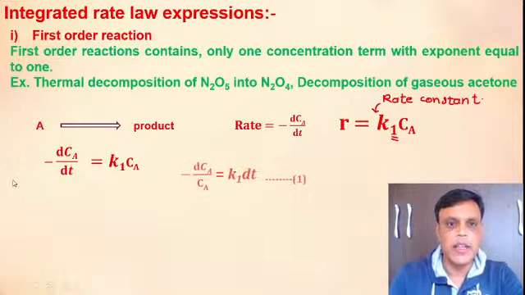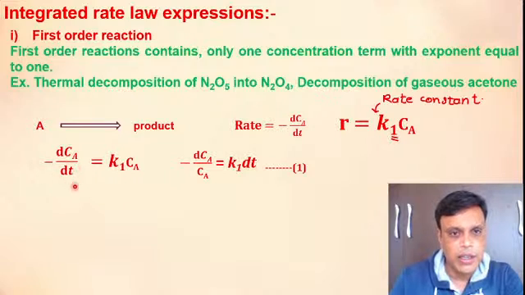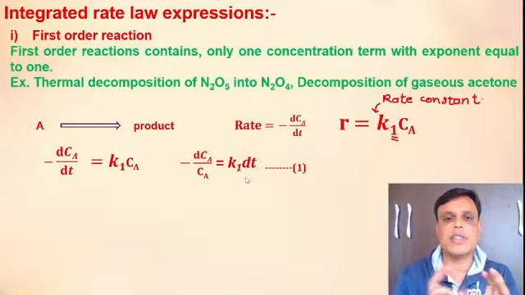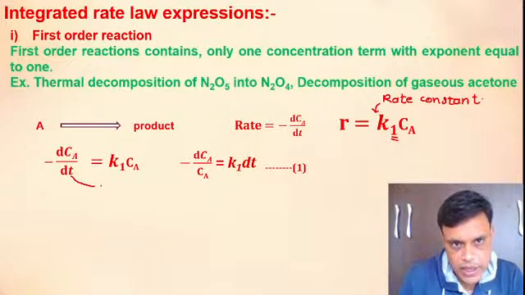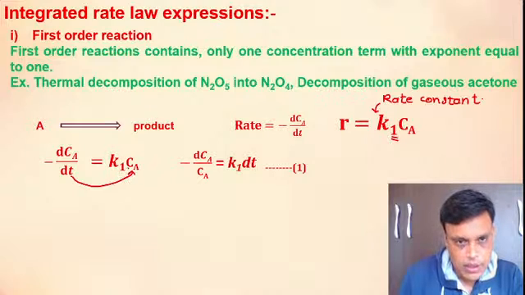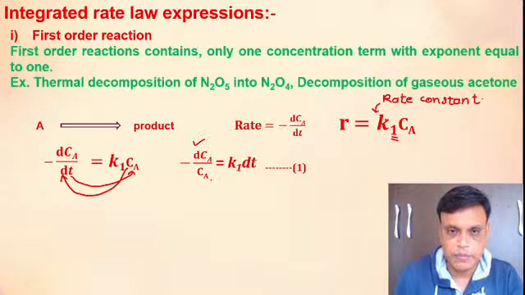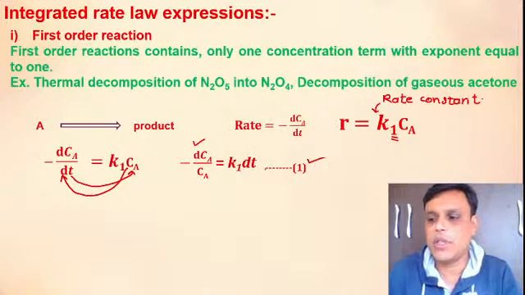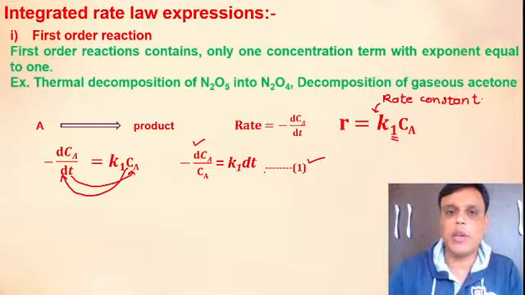Then we rearrange it. We will take dt to this side and CA to the left side. So what will happen? Minus dCA by CA is equal to K1 dt. We have just rearranged this equation. Call this equation number 1. So this is your equation number 1: minus dCA by CA is equal to K1 dt.